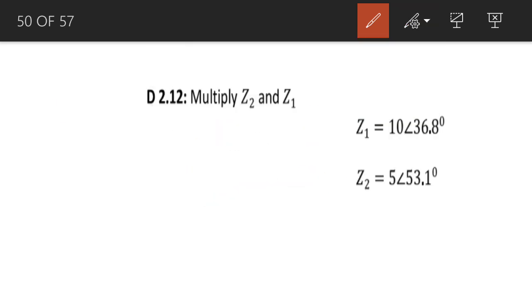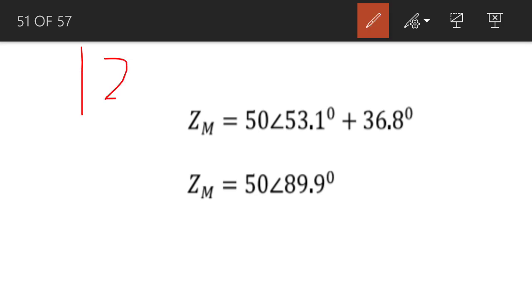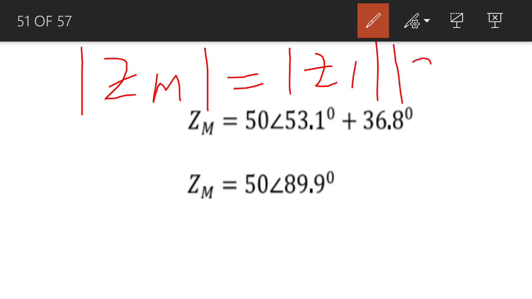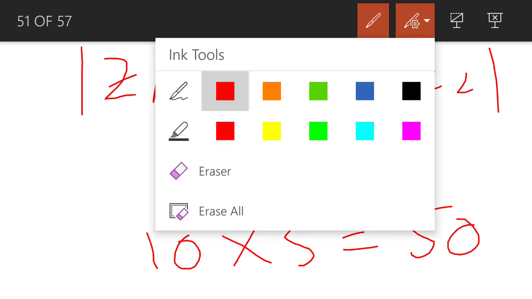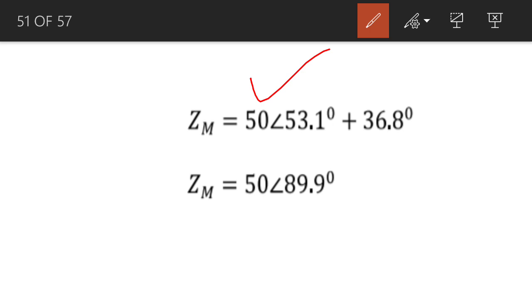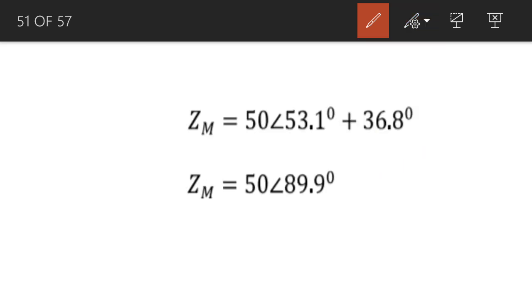So we are going to multiply these two phasors in polar form. The magnitude of the resultant phasor will be equal to the magnitude of Z1 multiplied by the magnitude of Z2. The magnitude of Z1 is 10, while the magnitude of Z2 is 5. So the magnitude of the resultant vector is 50. The angle of the resultant vector is equal to theta 1 plus theta 2. The addition of these two angles gives you 89.9 degrees.